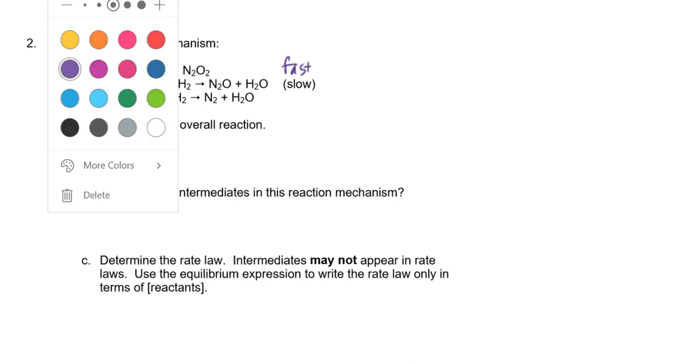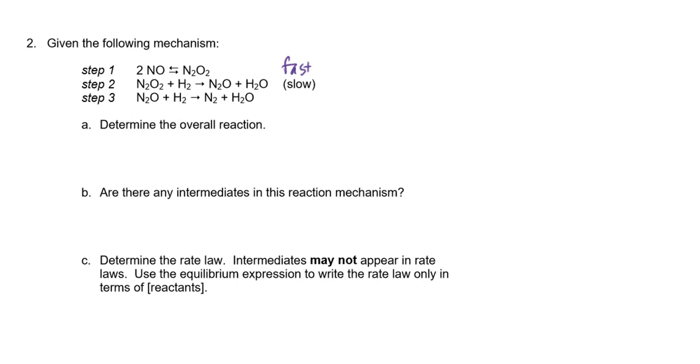So that means I'm going to determine any intermediates here. N2O2 would be an intermediate because it appears on the product side of one step but the reactant side of another. The same thing here with N2O. So that means that the overall reaction equation should be 2NO plus 2H2 is equal to N2 plus 2H2O. And again, the intermediates, since we just identified them, would be N2O2 as well as N2O.